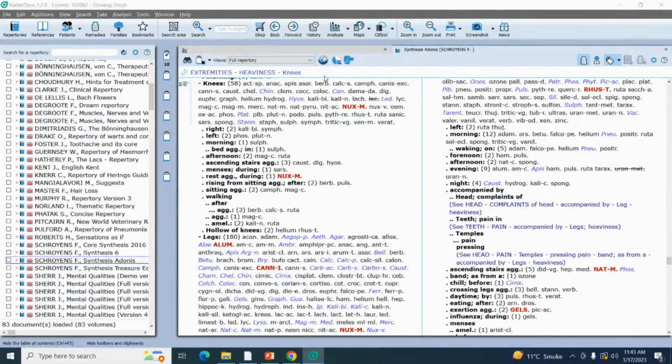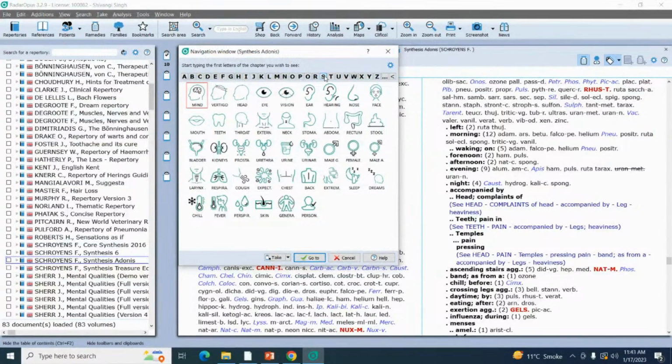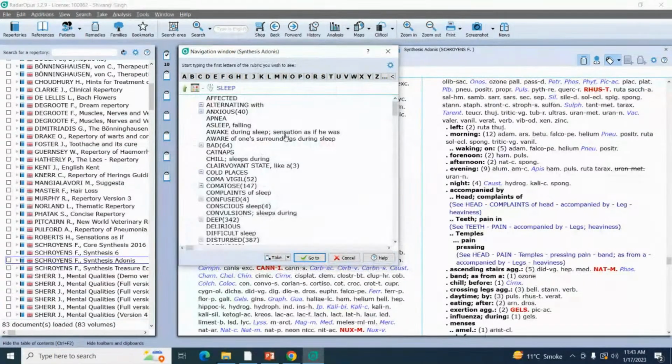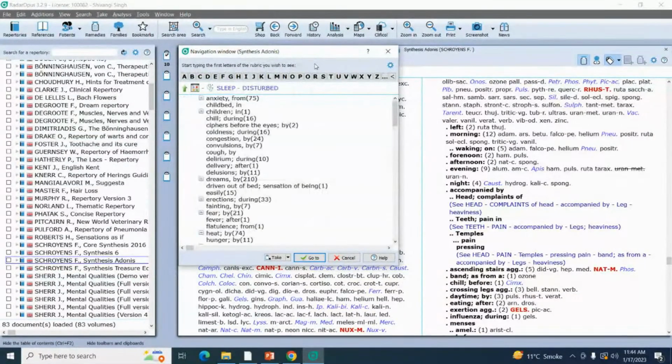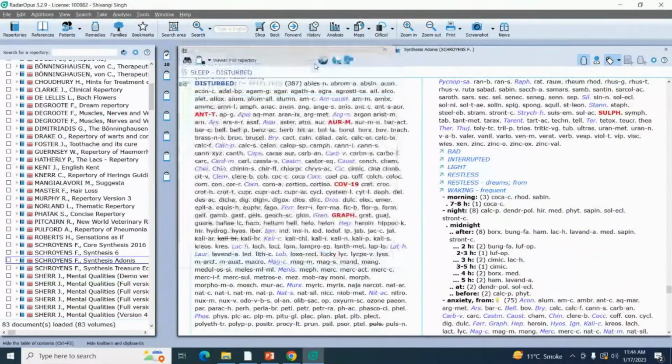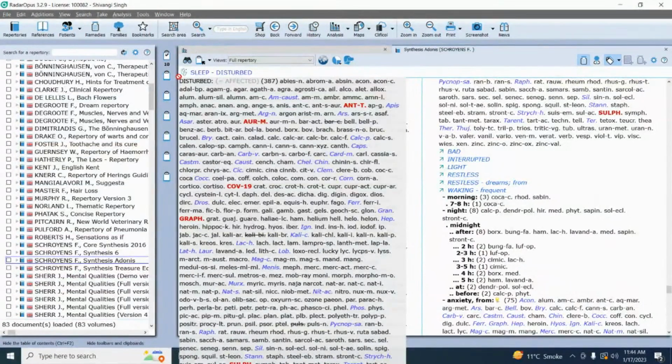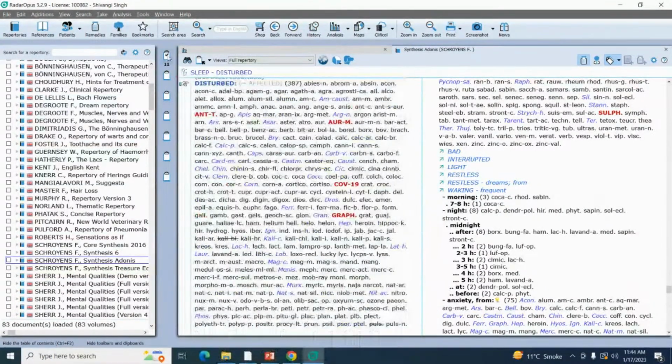Now the next symptom I'm going to take. A patient is having a problem in sleep, having disturbed sleep. So I'm going to the sleep chapter. Sleep, disturbed. I'm going to add this rubric in my clipboard with the help of my dragging and dropping method. You can drag it and drop it like this. Drag it and drop it.